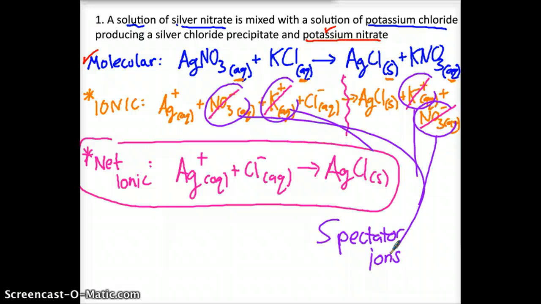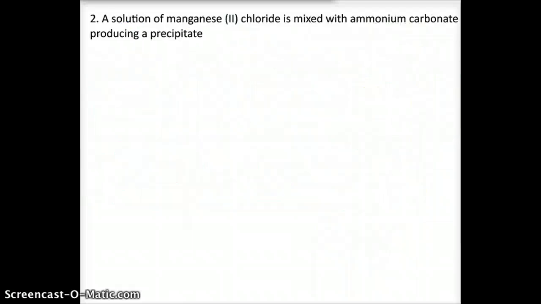So you want to know the definition of molecular, ionic, and net ionic equation, and spectator ions. Now we're going to get some practice doing a few more. A solution of manganese 2 chloride is mixed with ammonium carbonate, producing a precipitate. So let's do the same thing here.